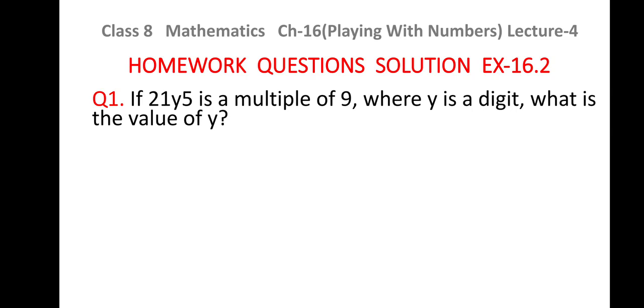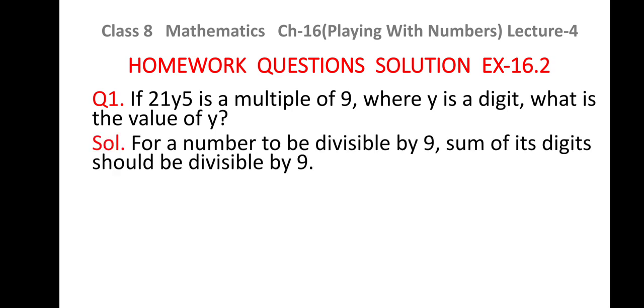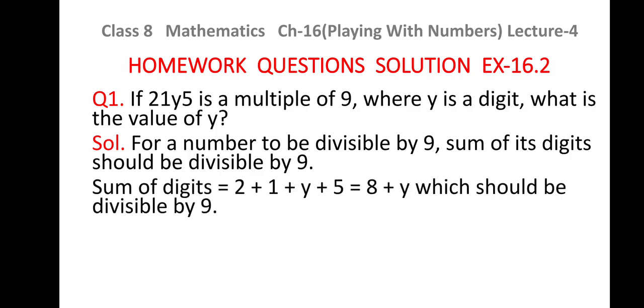Simple as this. Now here in question number 1, we need to use this divisibility rule. How will we use it? Let us see. For a number to be divisible by 9, the sum of the digits should be divisible by 9. This is what I told you. This is the divisibility test. So, taking the sum of the digits, it will be 2 plus y plus 2 plus 1 plus y plus 5, which is equal to 8 plus y, which should be divisible by 9.